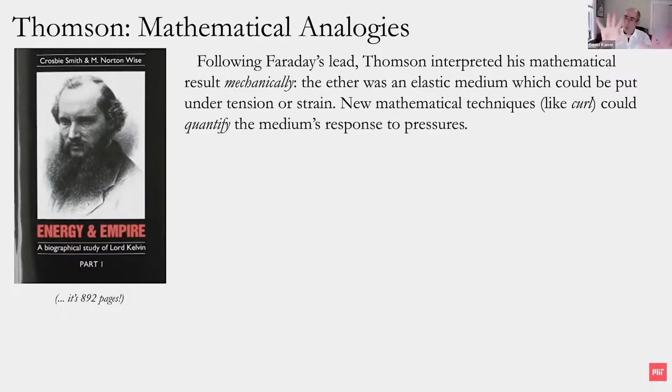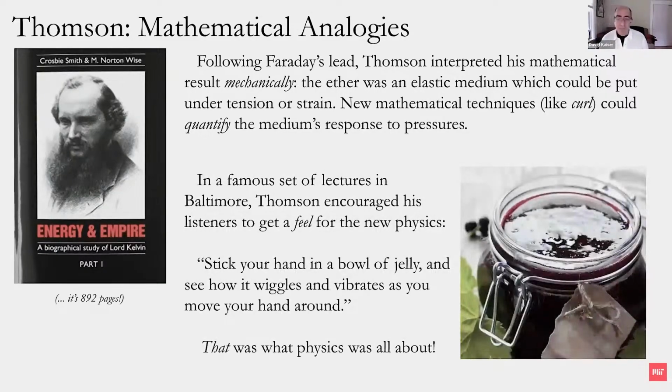So following Faraday's lead, Thomson begins to interpret this mathematical result mechanically. Remember, we saw that one-to-one bridge between the Newton mechanics stuff and the electricity stuff. He says if the same mathematics applies, maybe it's the same physical explanation undergirding all of it. The ether, he had learned from people like Michael Faraday and others, seemed to be this elastic physical medium. It was literally a kind of stuff spread out everywhere, and that medium could be put under local states of tension or strain, with twist, with directional properties described by these vectors. So these new mathematical techniques like curl could quantify this physical mechanical medium's response to pressures like electric and magnetic fields. He really took that to heart.